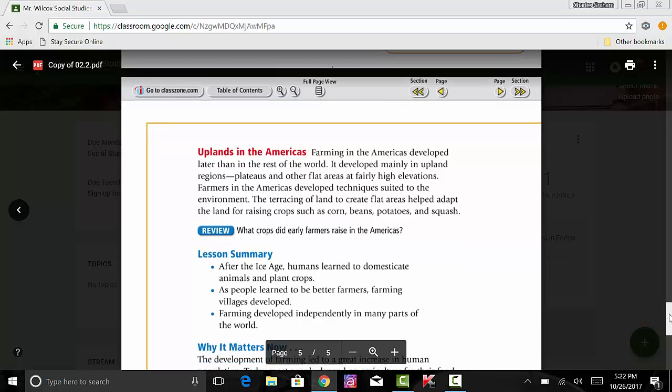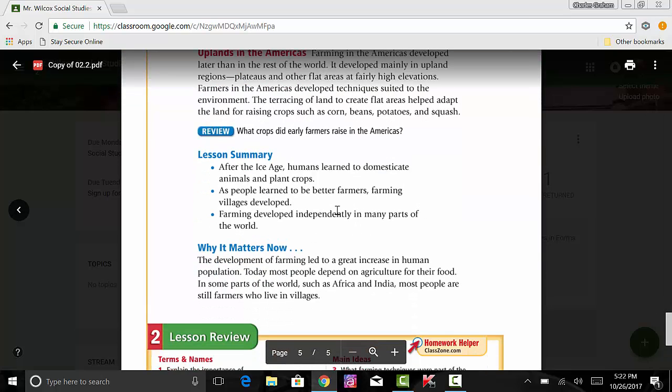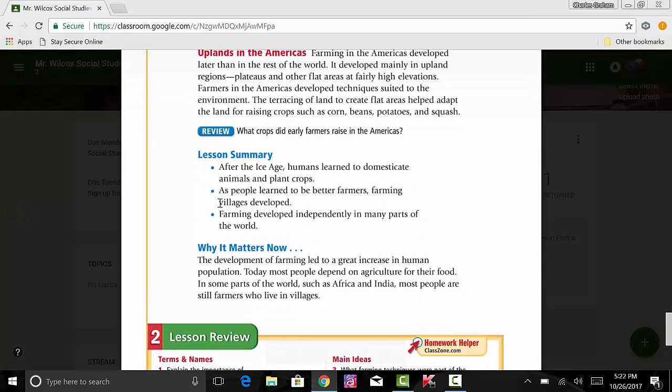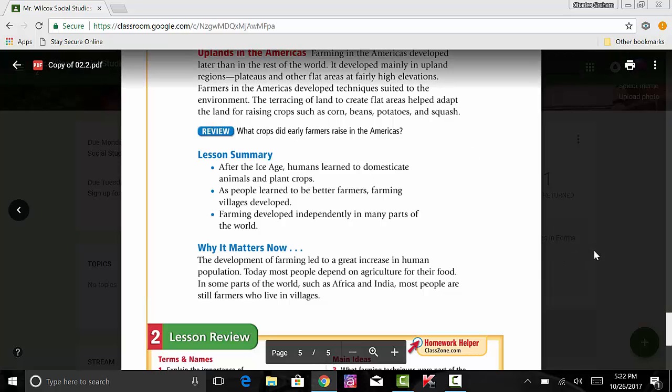I have to read a little bit more about that. In the lesson summary here, these are the 3 bullet points that you're going to need to know most. These are the 3 most important things that you need to know for the entire reading. And why it matters now.